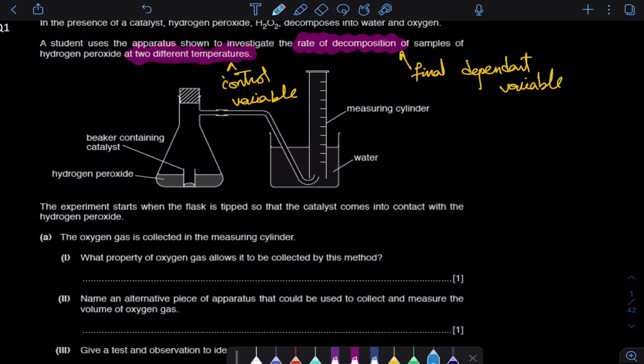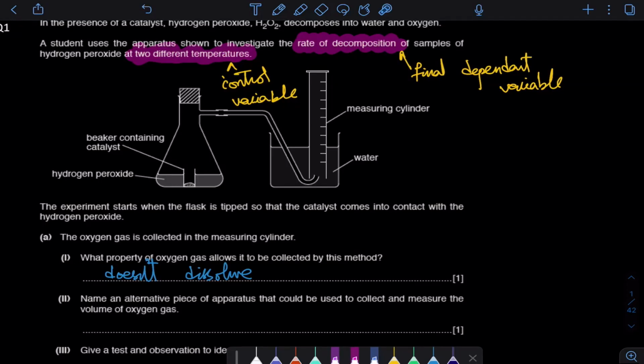The gas is collected in measuring cylinder. What property of oxygen gas allows it to be collected by this method? The property is that it doesn't dissolve in water, or it has low solubility in water. Because if it dissolved, then you wouldn't be able to collect it over here. It will just fizzle out into the water. Now, a common answer to this is that, oh, because it is less dense. But you have to understand that it doesn't matter if it is less dense. If it is soluble, it will dissolve.